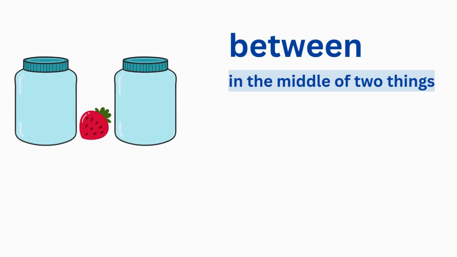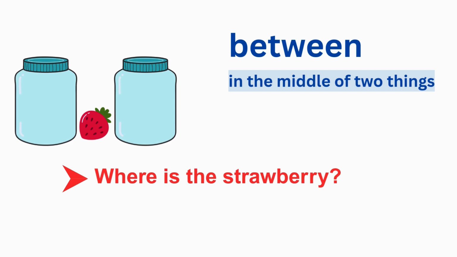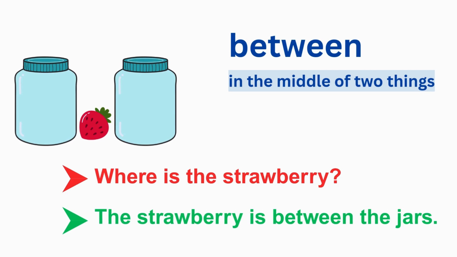Between, in the middle of two things. Where is the strawberry? The strawberry is between the jars.